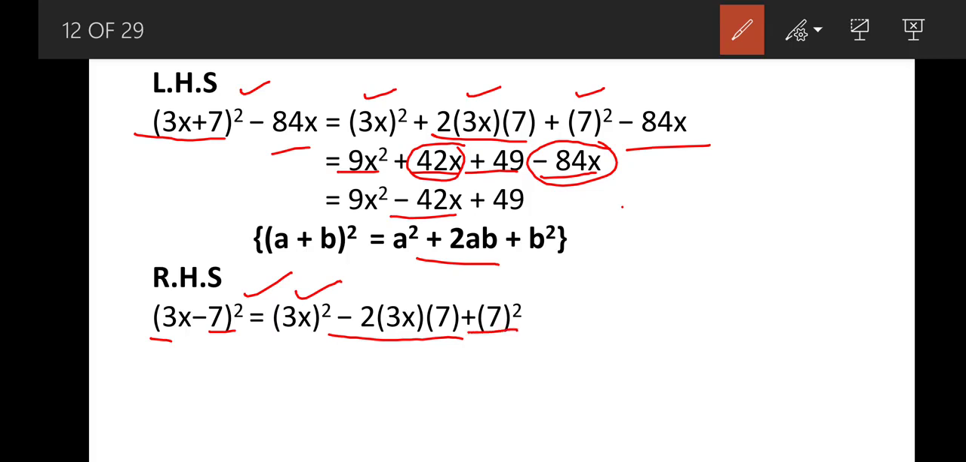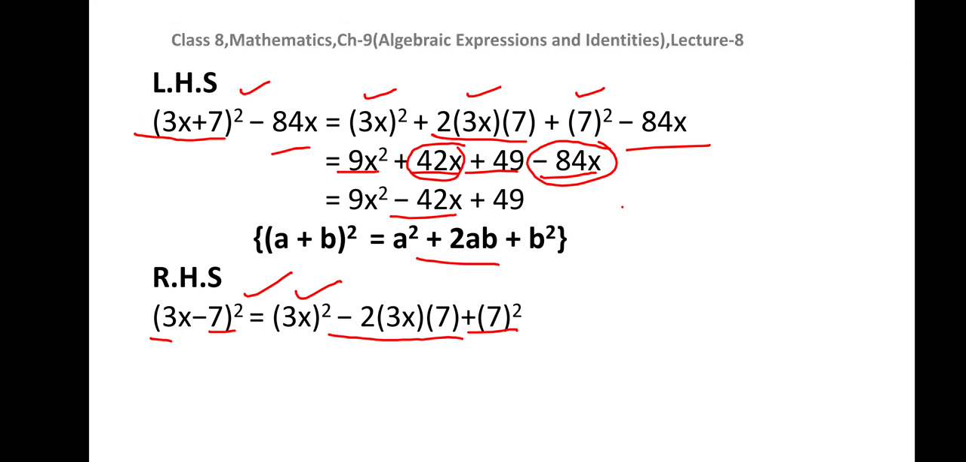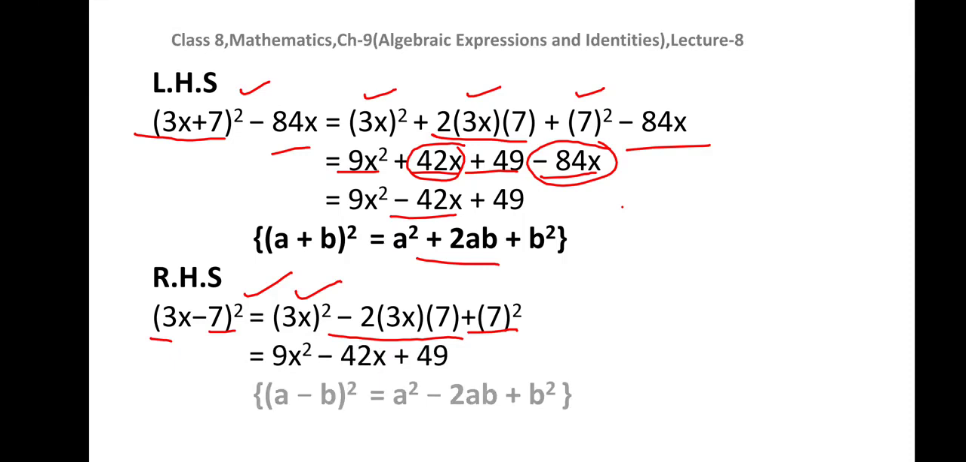Here you will not be taking minus 7 square because we have already taken the minus sign in the derivation. So you will be using here plus 7 square only. After solving you will be getting 9x square minus 42x plus 49. And which identity have I used?